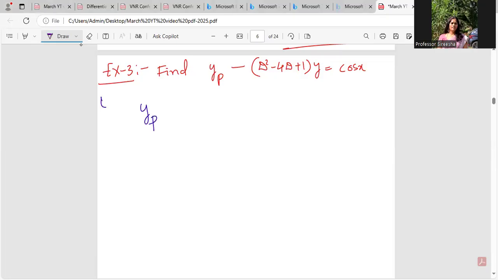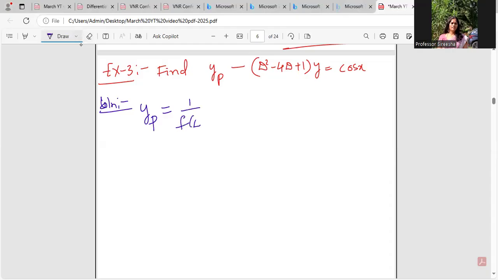The solution for yp is 1 by f of D into cos x. What is f of D? It is a polynomial in D. Here I am being given cos x, so f of D is D squared minus 4D plus 1, and yp is 1 by D squared minus 4D plus 1 into cos x.